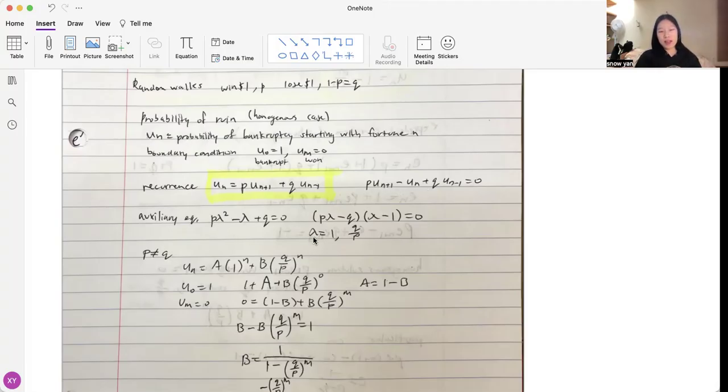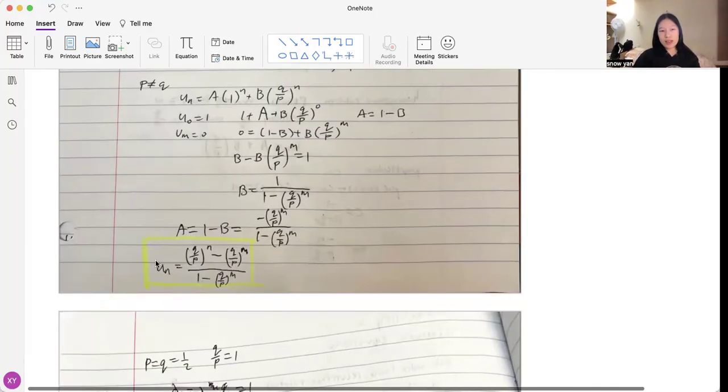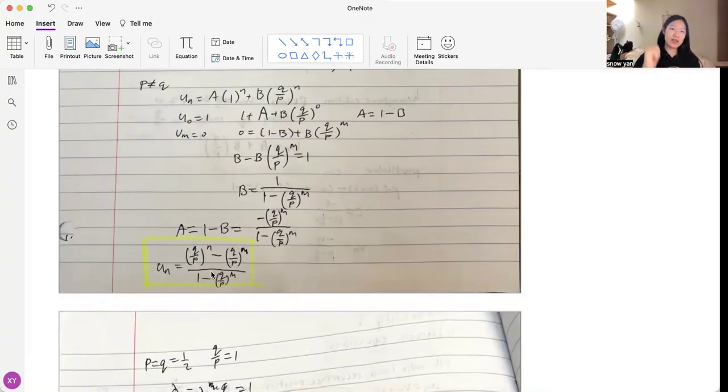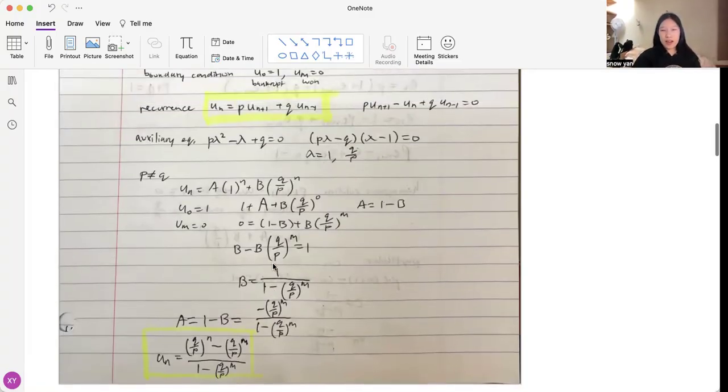We solve that and we get that lambda is equal to 1 and q divided by p. Then we break it down into cases: when p does not equal q and when p does equal q. If p equals q, then we only have one solution, and if p is different from q, then we have two solutions. That's why we need to separate it by case. If p does not equal q, we get u_n equal to this expression here. It's a good idea to memorize this, but we also need to know how we get it. The major thing is understanding that it's just solving the recurrence by doing what we know.